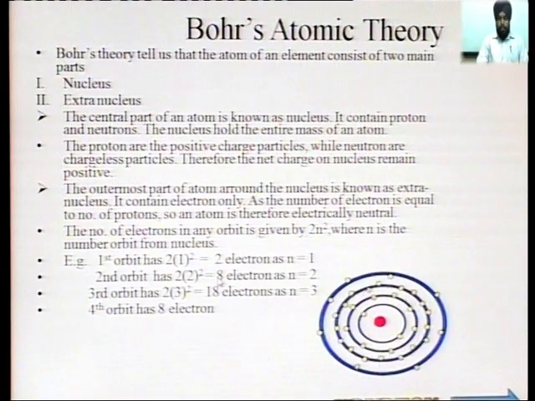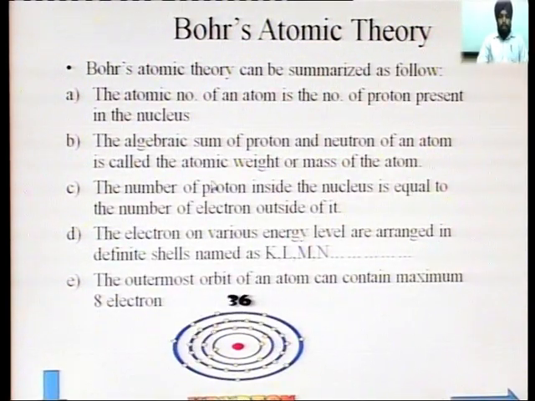2, 8, 18: 2 plus 8 is 10, 10 plus 18 is 28, 28 plus 8 is 36. 36 is the atomic number of krypton, and 36 is the number of electrons present in the atom. So, this atomic structure follows the rule 2n square for the electrons, but with the condition that the last orbit will contain a maximum of 8 electrons.